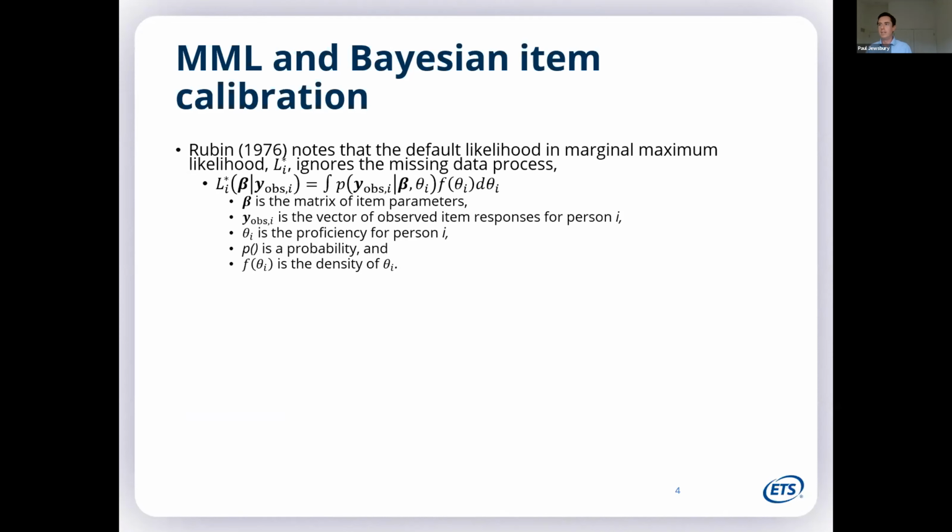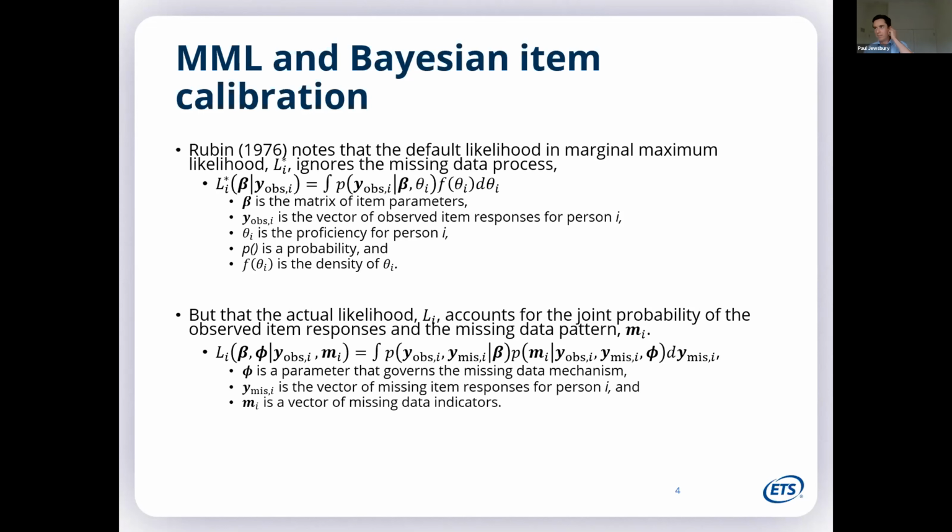We have the likelihood of beta, the matrix of item parameters, conditional on y obs, the vector of observed item responses for person i. Theta i is the proficiency for person i. P is a conditional probability, and f of theta i is the density of theta i. So the default likelihood that people will use by default in their programs ignores the missing data process.